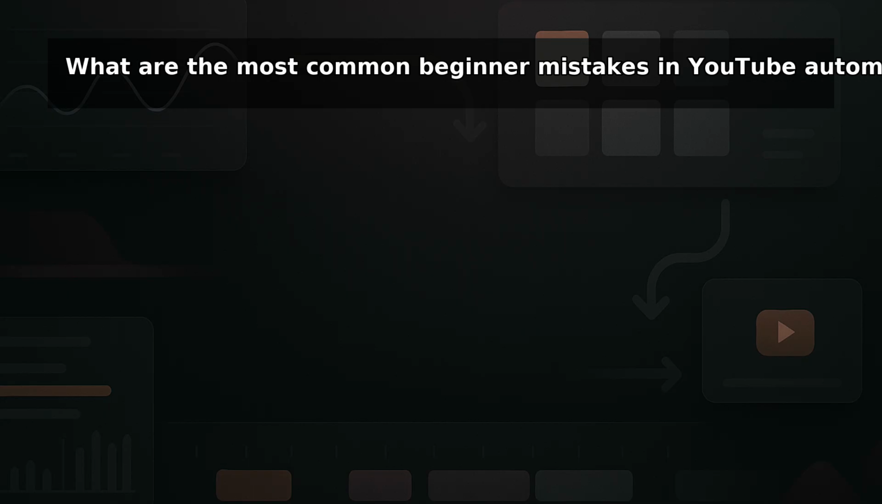First, they pick a niche because it looks easy, not because they can consistently find strong topics. If you can't list 30 clickable video ideas before you start, the niche is probably weak. Second, they hire too early. Don't build a team before you've proven one video format, one packaging style, and one audience promise.